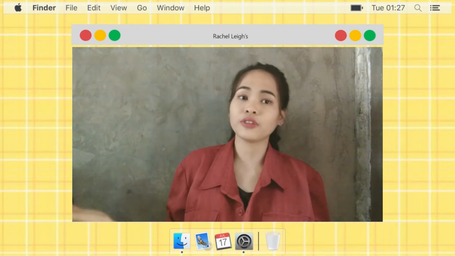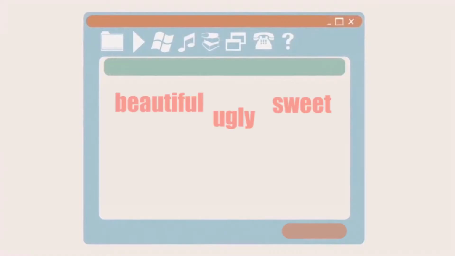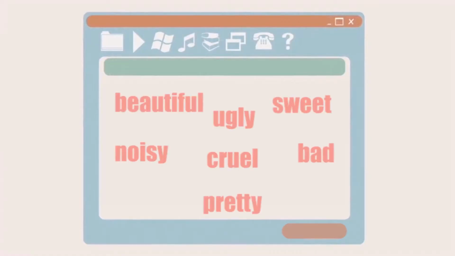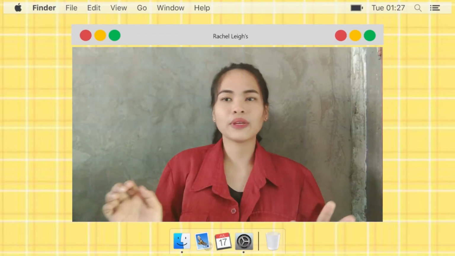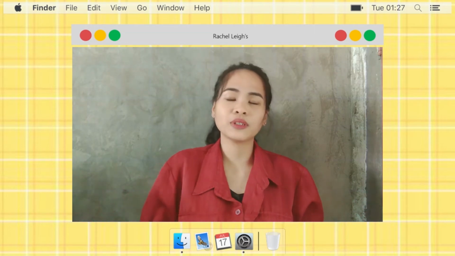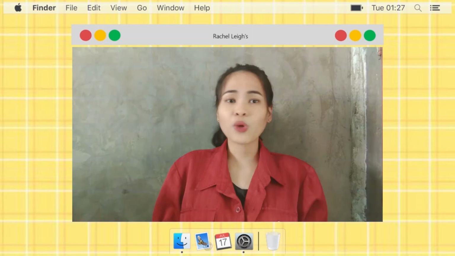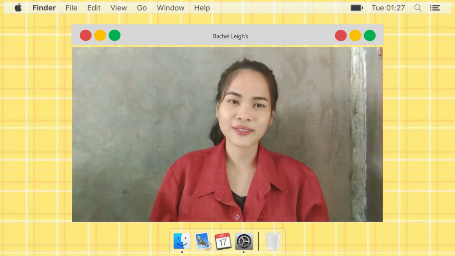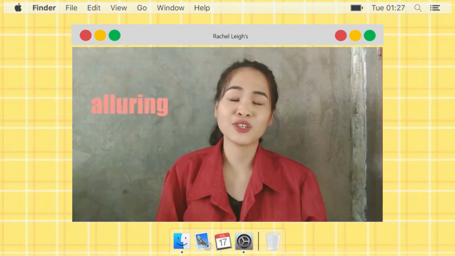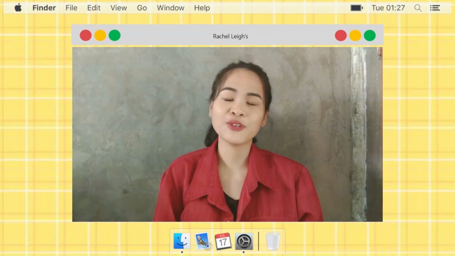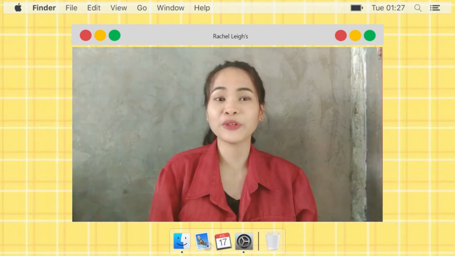It talks about everything about the nouns and pronouns. Words like beautiful, sweet, ugly, noisy, cruel, bad, pretty are all examples of adjectives, but those are just some examples of adjectives in your basic years. But if you're in a tertiary level, you might as well use advanced words to add depth or interest to your sentence. For example, instead of using beautiful, use alluring. Instead of using noisy, use turbulent. But just make sure that all those words you're using are appropriate to your sentence.